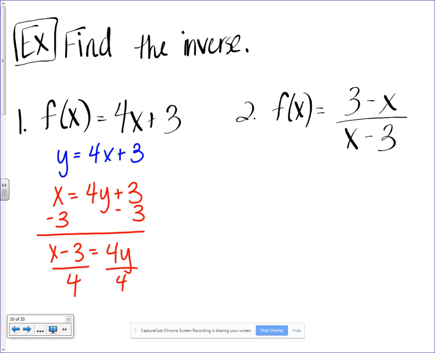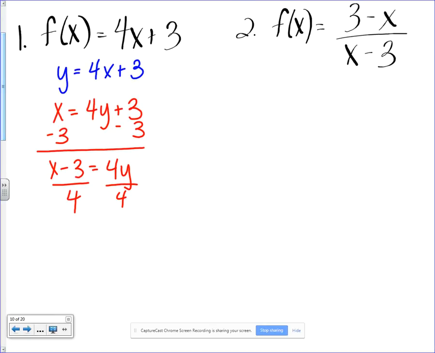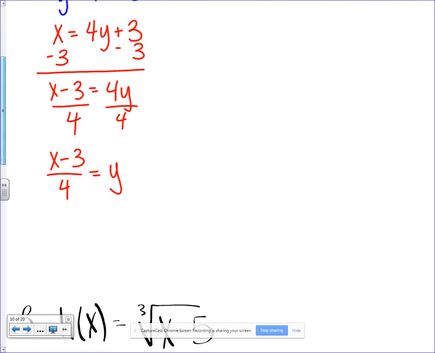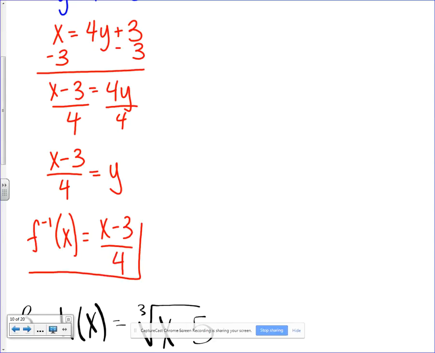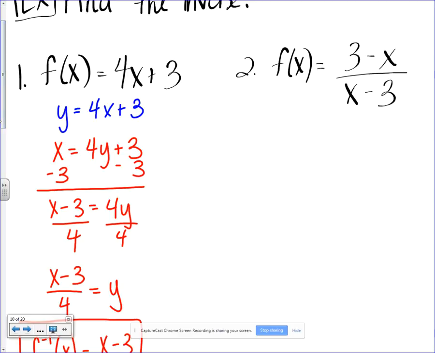So it looks like my new function looks like that. Now we're going to make sure we write this in the proper notation though, using that little -1. So this would be the final answer that I would expect out of you. Okay, let's go up here and let's try again.